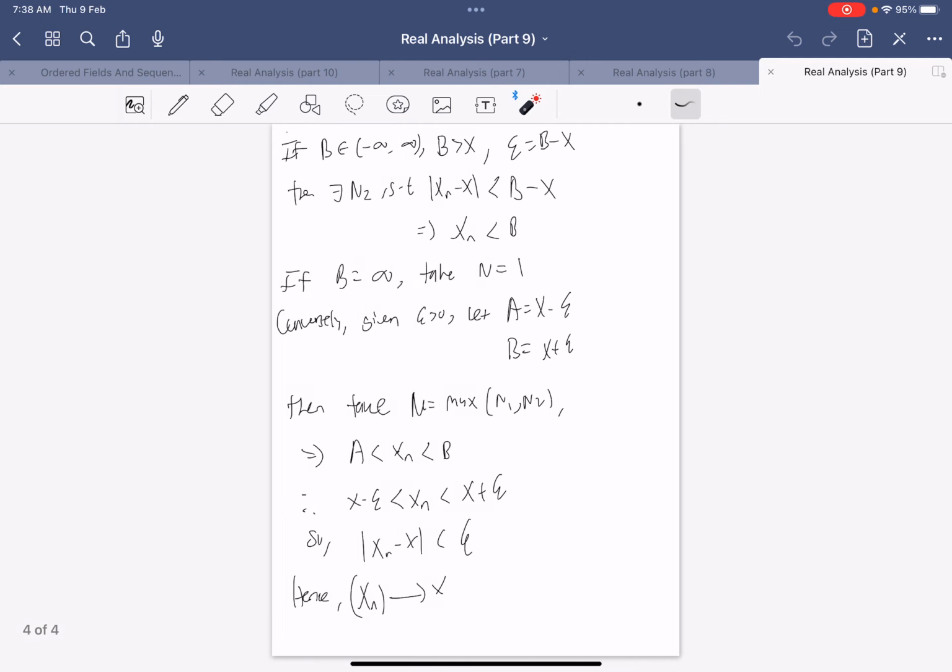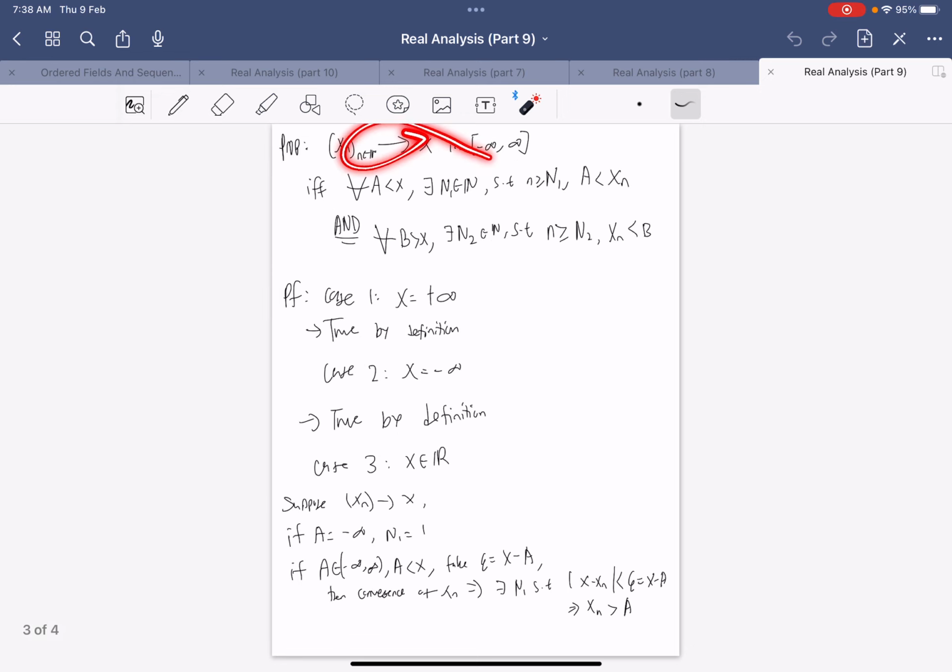Now we want to show the next part. So you just take b to be greater than x, and then you can just do the same idea. Because xn converges, you can now get xn minus x being less than b minus x. And if b is infinity, then you can just take n to be any number and it will work. So you have proven the forward direction, where if this is convergent, you know these two properties hold.